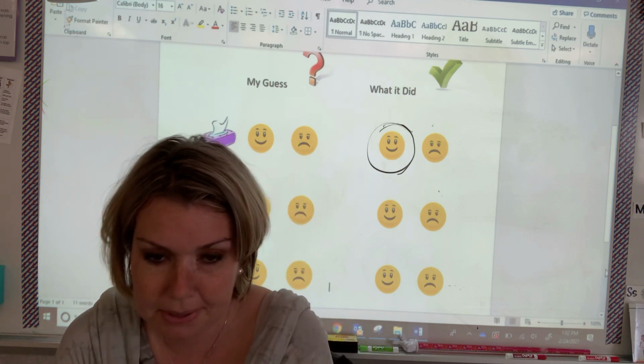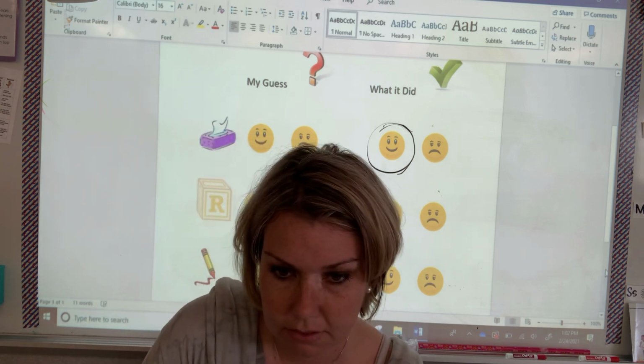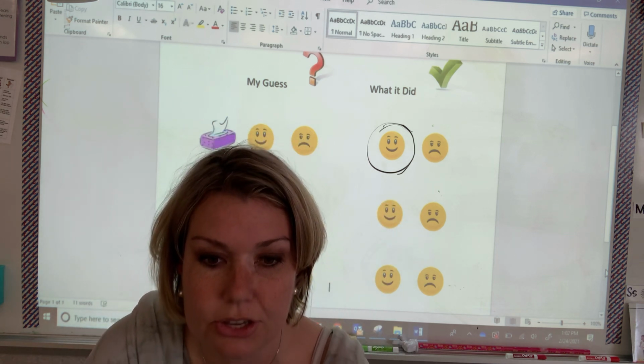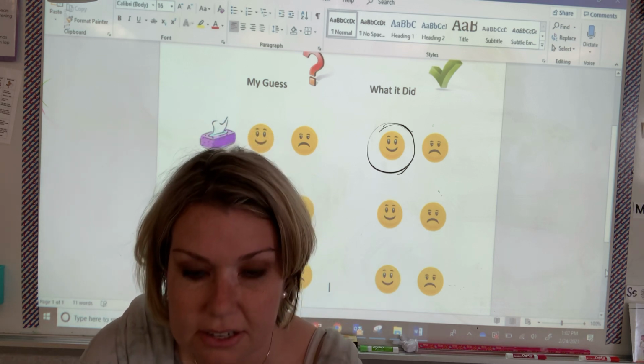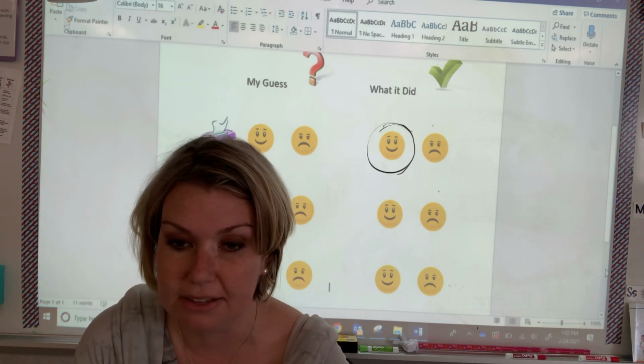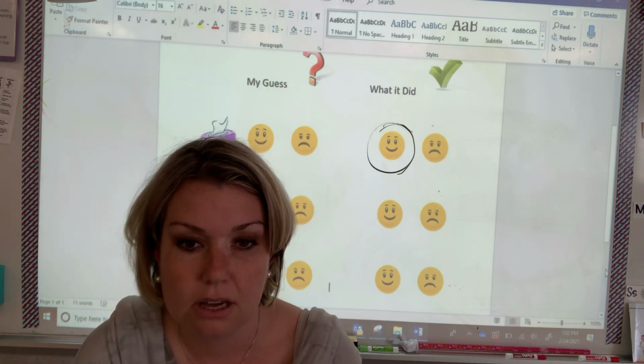Landon, what happened when you blew your block? It moved. Did it really? What object did you use? Oh, a cube. Very cool. So Landon used a Unifix cube. His moved. So Landon's going to circle the smiley. Somebody might have used a different object.